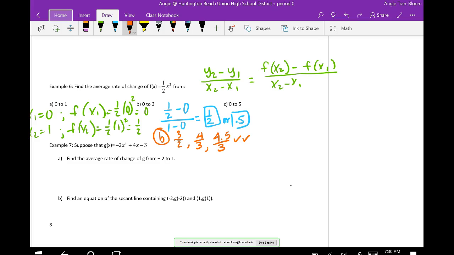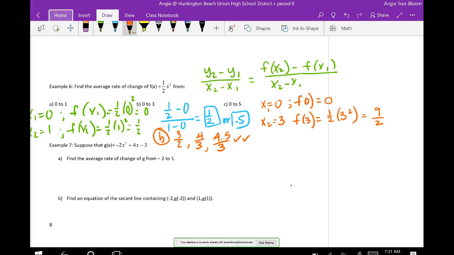I'm going to work this out to see where we are. Which one did you guys use for X1 on letter B? X1 is 0. X2 is obviously then 3, right, class? Let's plug it in. F of 0, what's F of 0? It's still 0. What's F of 3? We're going to go 1/2 times 3 squared. What's 3 squared? 9. So we got 9 times 1/2. Leave it as a fraction, please. 9 times 1/2 is 9/2.